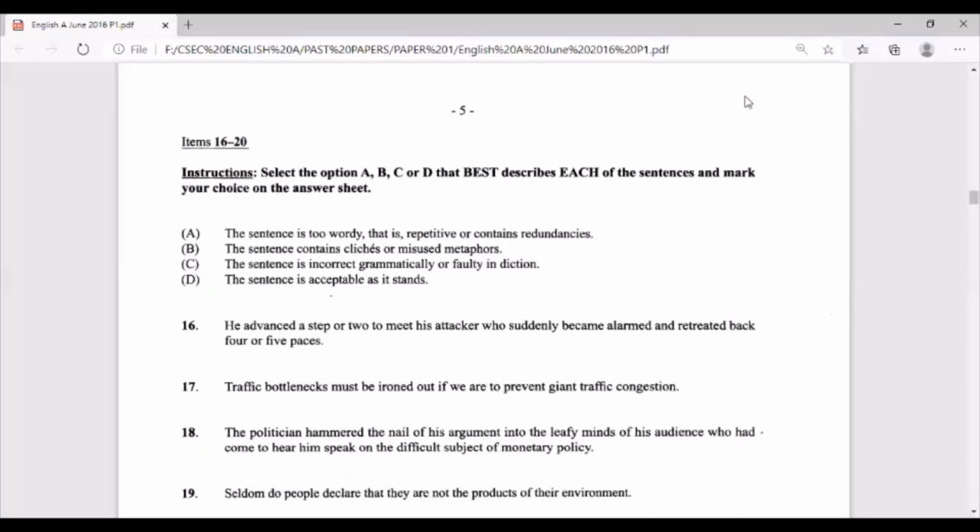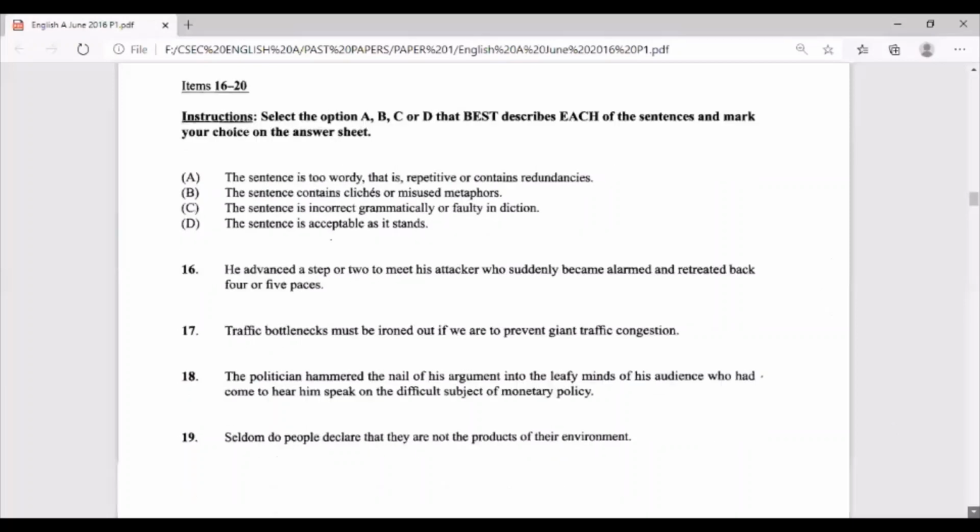And then C, we're looking where the sentence has grammatical errors, or there are words that weren't supposed to be there because it just takes away from the meaning. So maybe the choice of word was just really bad. And then D, the sentence would be fine. So it would be acceptable. So let us move right down.